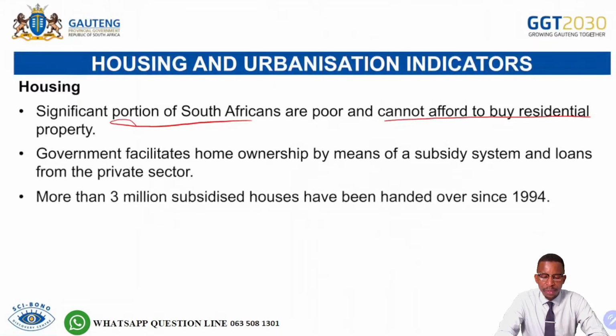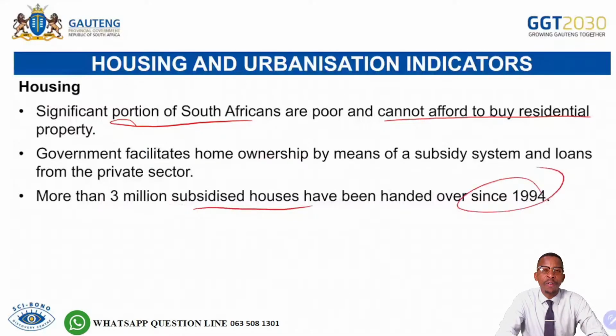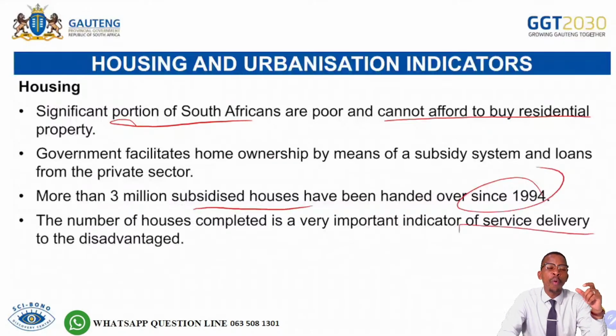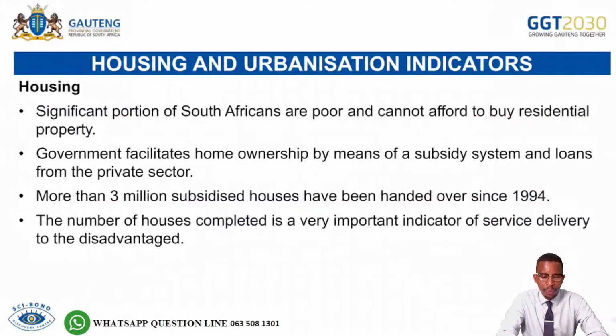More than 3 million subsidized houses have been handed over since 1994. Even those that are free of charge to people that are part of the RDP program have been given to people that are deserving to get them. The number of houses completed is a very important indicator of service delivery to the disadvantaged, because it checks how committed the government is to supporting those people that do not have shelter in those communities.